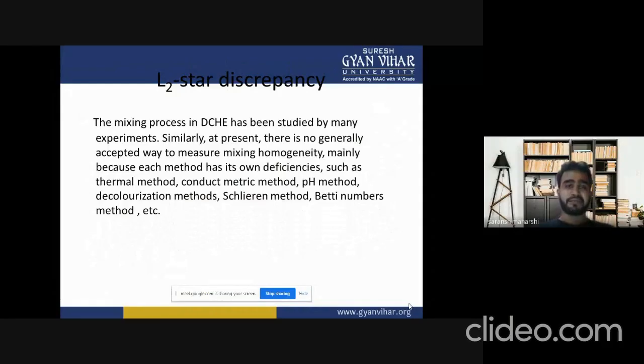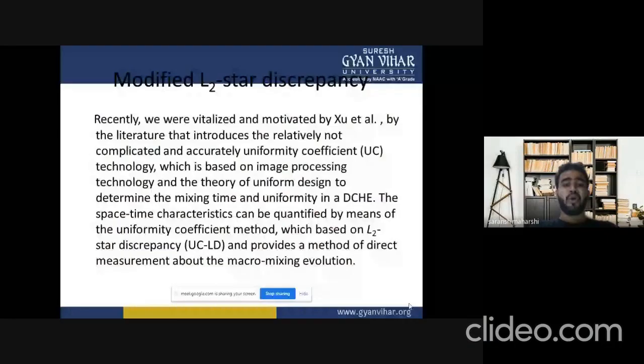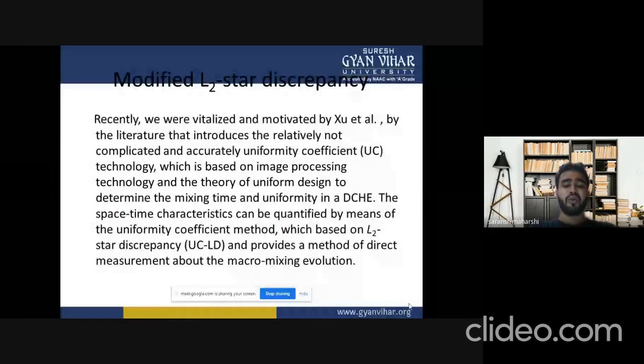Now the L2-star discrepancy. Recently, we were motivated by the literature of Xu et al., which introduces a relatively uncomplicated and accurate uniformity coefficient technology based on image processing technology and the theory of uniform design to determine the mixing time and uniformity in DCHE, the direct contact heat exchanger. The space-time characteristics can be quantified by means of the uniformity coefficient method, which is based on the L2-star discrepancy and provides a method of direct measurement for macro mixing evaluation.